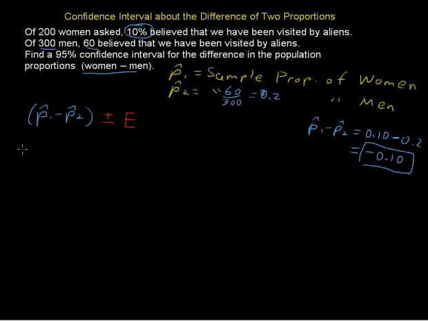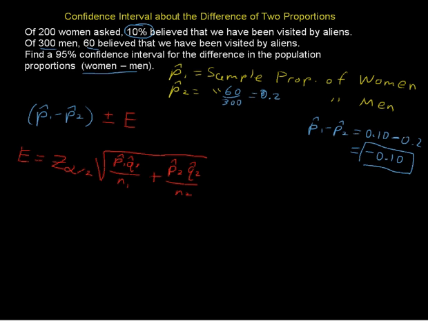Now the margin of error. The error formula is this critical z value, z alpha over 2, times the square root of p hat sub 1 times q hat sub 1 over the sample size of the first one, plus p hat sub 2 times q hat sub 2 over n sub 2, the sample size of the second one. Remember that q is simply the complement of p, so q is 1 minus p.